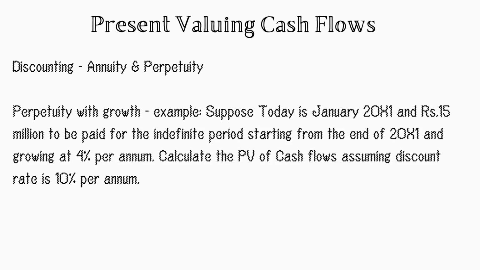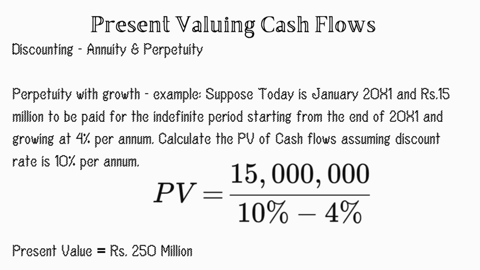Suppose today is January 2001 and rupees 15 million is to be paid for the indefinite period starting from the end of 2001 and growing at 4% per annum. Calculate the present value of cash flows assuming discount rate is 10% per annum. First pause and perform the calculation. Okay, I assume you performed the calculation. Here is the correct answer. It is rupees 250 million.